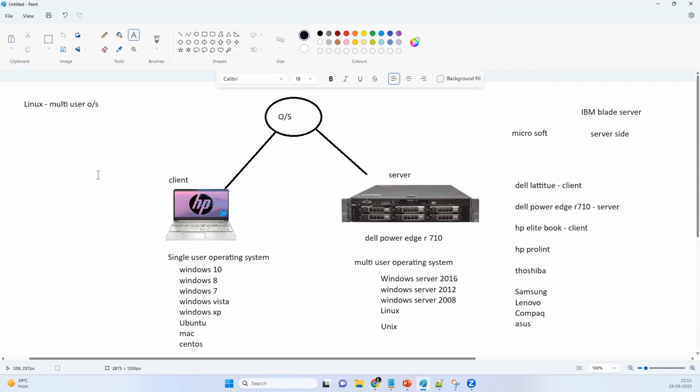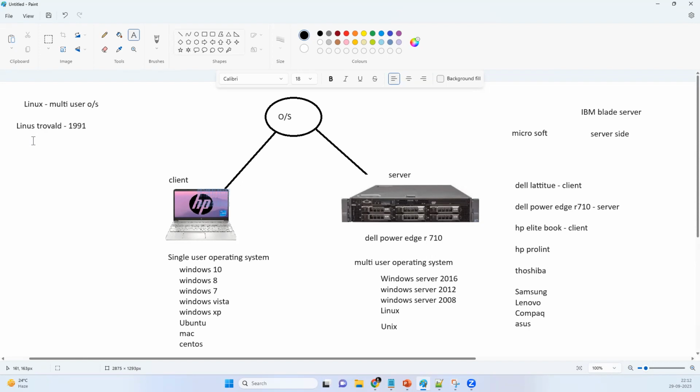So who invented this OS? Does anyone know who developed, who created the Linux OS? Dennis Ritchie? It is Linus Torvalds. In 1991, he created the Linux OS. He studied at one of the universities.